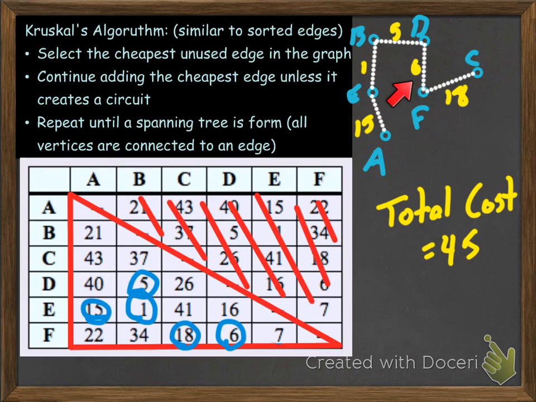And now I'm done. Because look, I've connected everything. I have all 6 points, A, B, C, D, E, F, represented on my graph. And I can get to all of the points if I want to. I can get from B to E, I can get from B to A, I can get from B to C. Not a problem. I can make a path to any one of those. And so the total cost for this graph is 45.